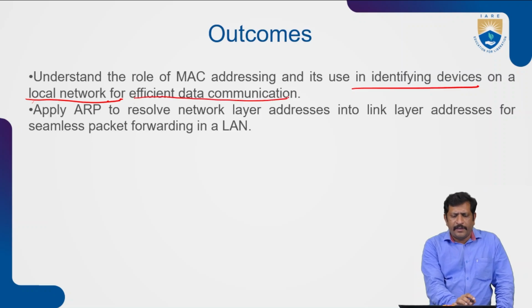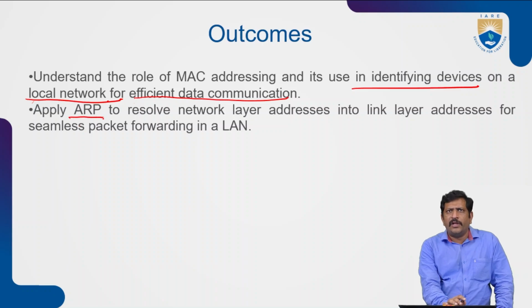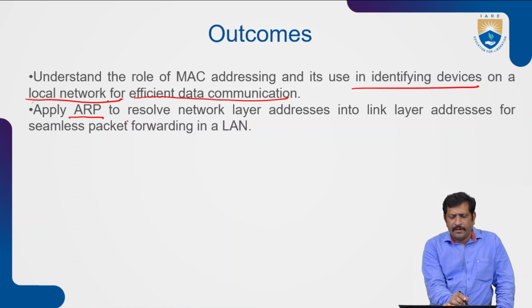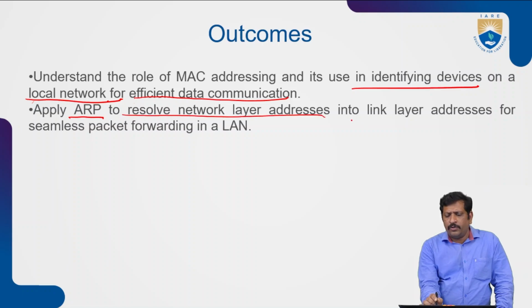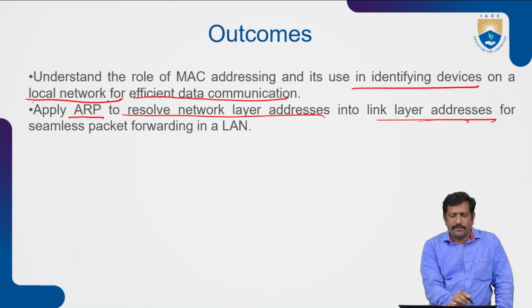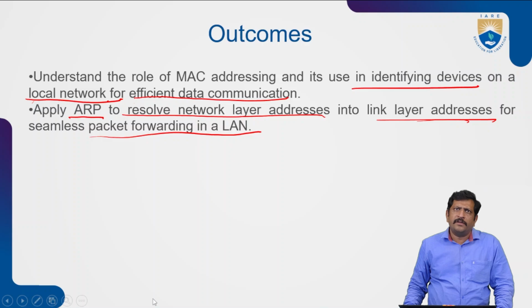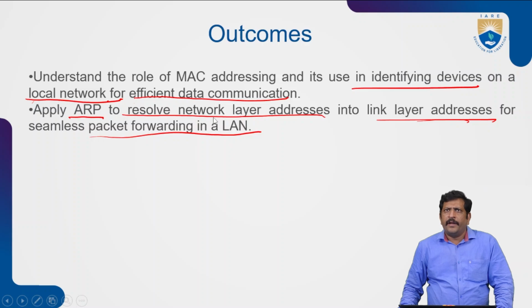Applying ARP, the Address Resolution Protocol, to resolve network layer addresses into link layer addresses for packet forwarding in a local area network. That means with the help of ARP, we map the network layer address to the link layer address over the same network. So this is the outcome of link layer addressing.